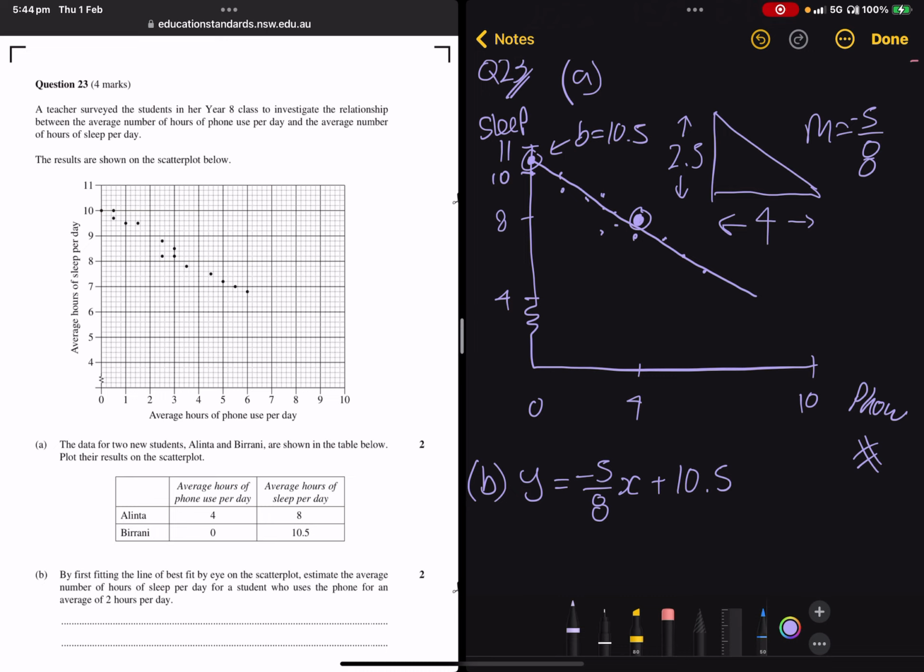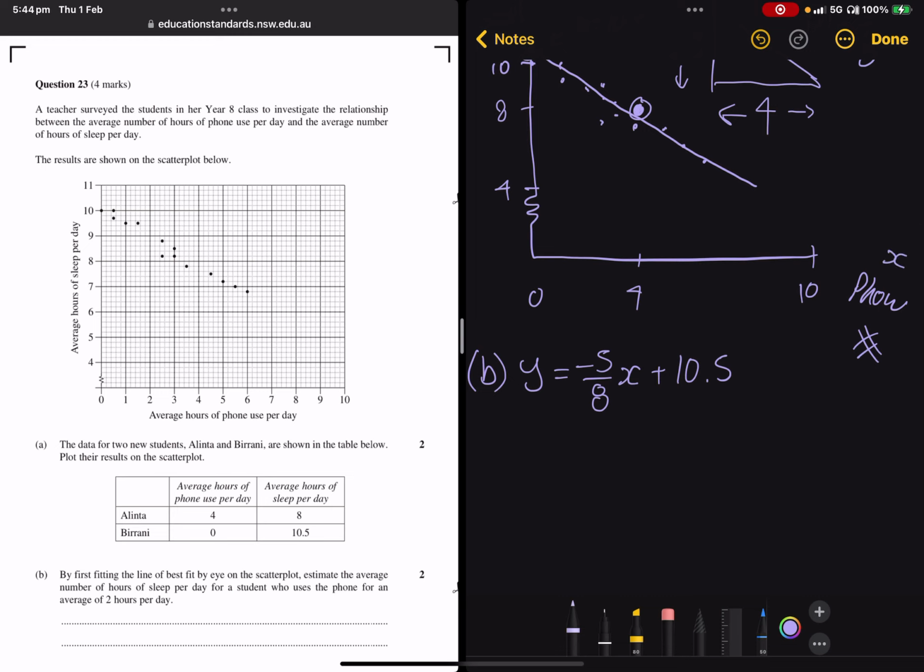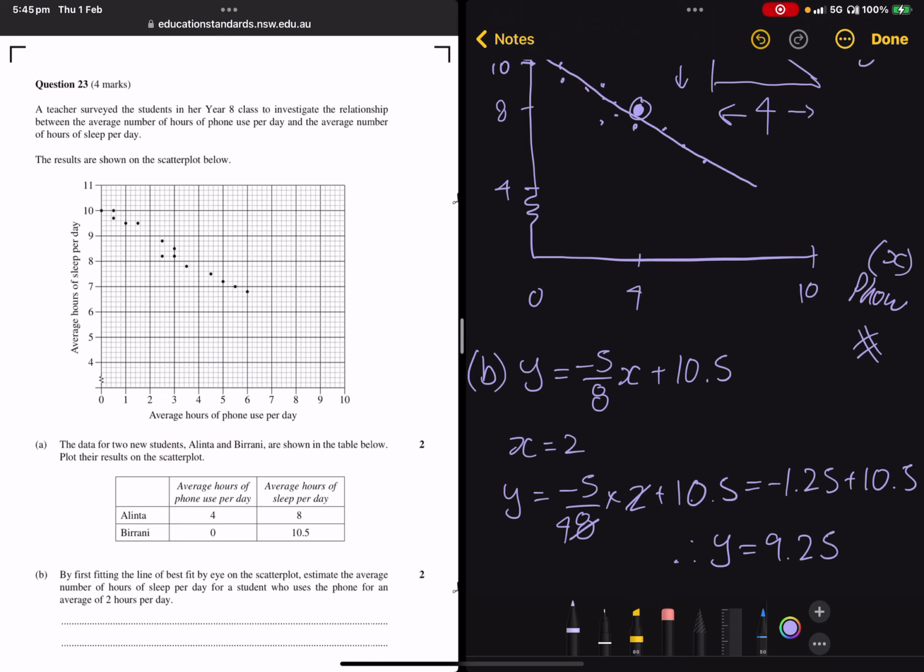So estimate the number of hours of sleep for a student who uses the phone 2 hours a day. The phone is x in this case, because phone is on the x-axis. So if x is equal to 2, y is equal to minus 5 on 8 times 2 plus 10.5. So this gives us minus 5 on 4 plus 10.5. Minus 5 on 4 is minus 1.25 plus 10.5. So 10.5 minus 1.25, that's about 9.25. So therefore y is about 9.25. So the number of hours you should expect is roughly 9.25 hours.